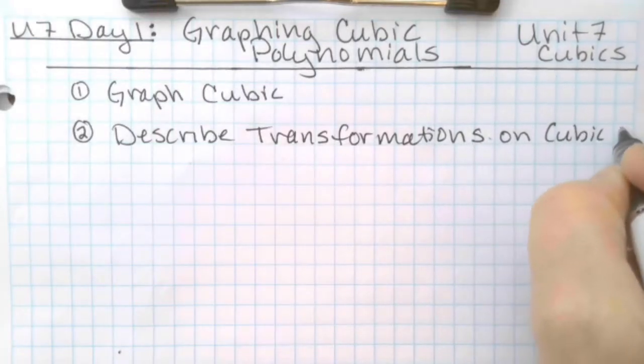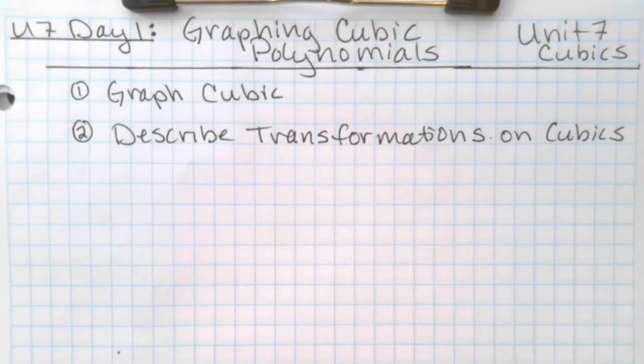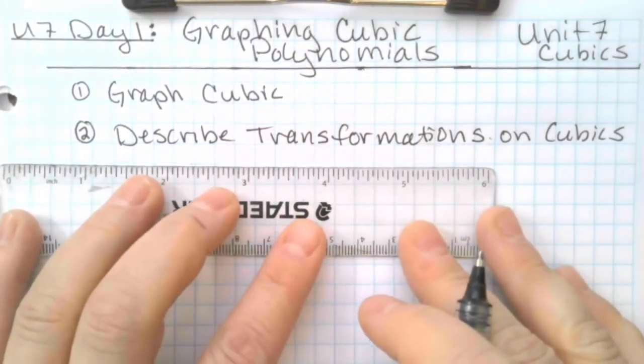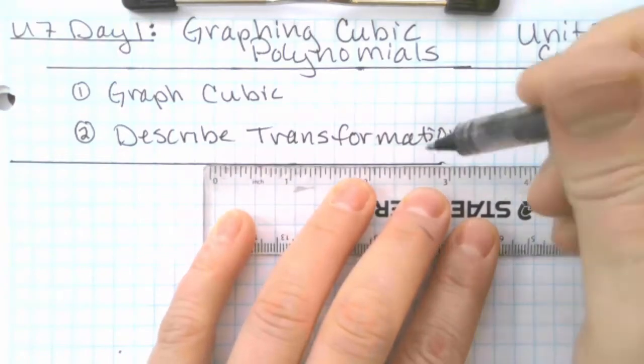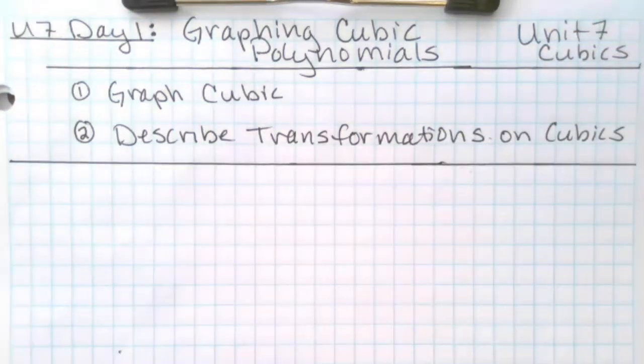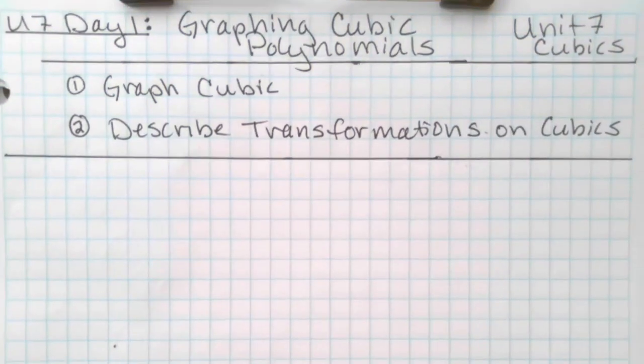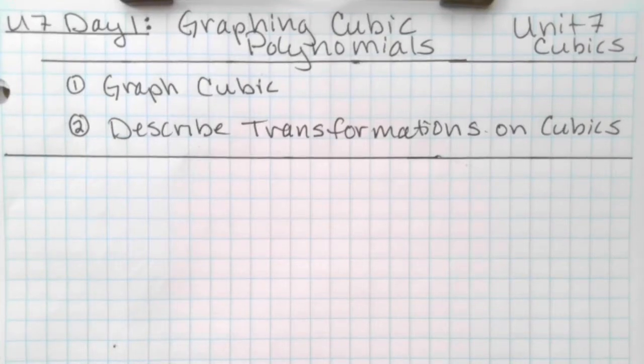So this will draw on old knowledge because we've already done transformations early in first semester. We did it with absolute value graphs and we did it with quadratics or parabolas, but we did not do it with cubics. So we're going to review that a little bit.